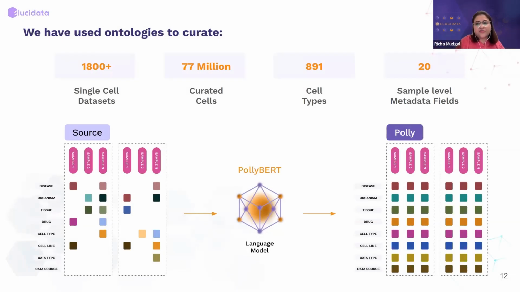Very briefly, in-house we have curated more than 1,800 data sets from different publications, and more than around 800 cell types. All of these are powered by our Polly models. Essentially, if you look at the source, you have missing information, and you do not have them represented in standard terms. But the data curated on Polly is what we call ML ready, because all of the missing information has been added onto it.